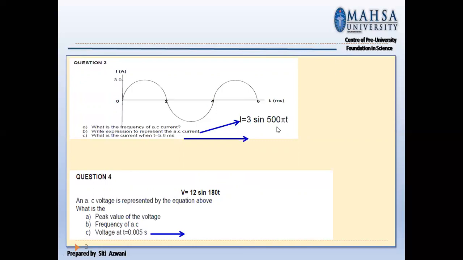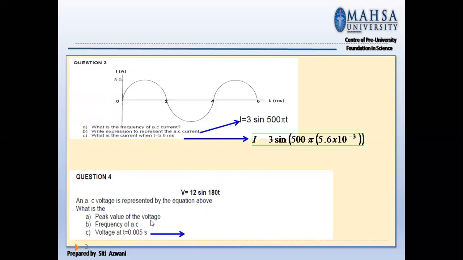Next, what is the current when t is equal to 5.6 milliseconds? You need to substitute the value of your time. Convert 5.6 millisecond into second, 5.6 times 10 power negative 3. Substitute into your equation of the alternating current as a function of the time and solve for the current. It's similar to question 4.